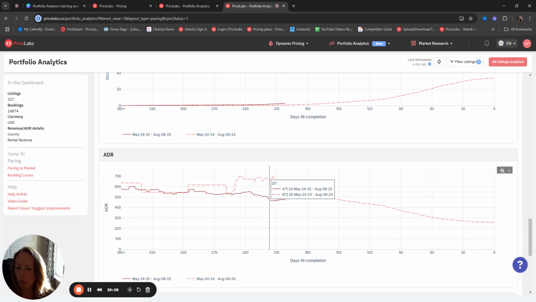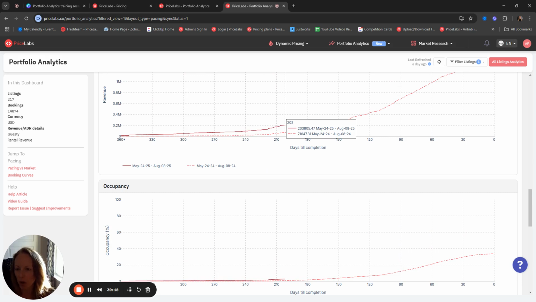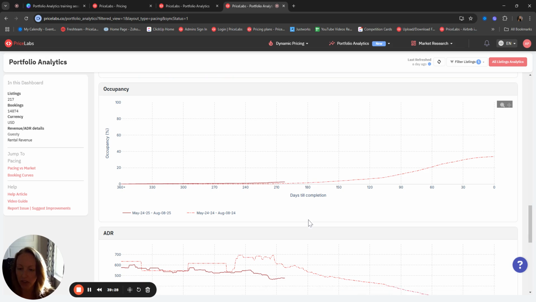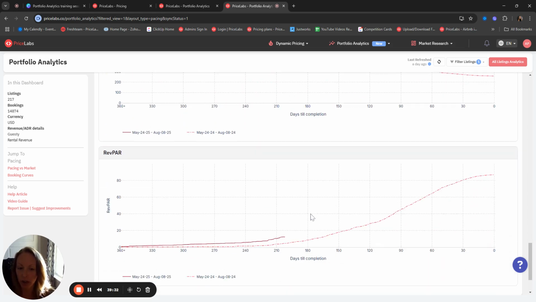Again, it's early on for these particular summer months. So there's time for this ADR to kind of balance out. And when we're looking at occupancy here, occupancy is quite low. So, plenty of time for that line to kind of even out. But still something you probably want to keep an eye on if you're in a summer high market.